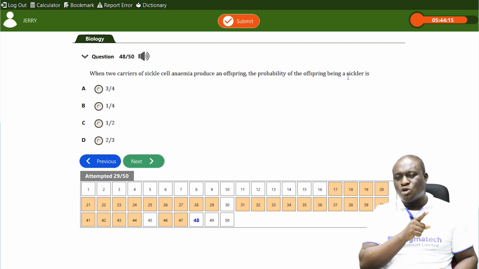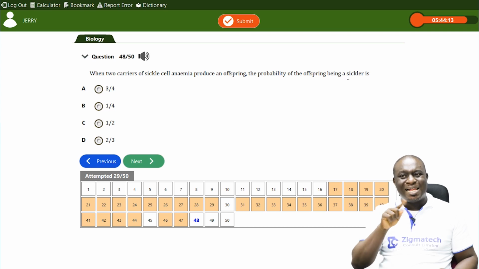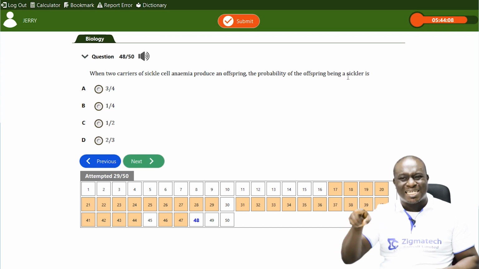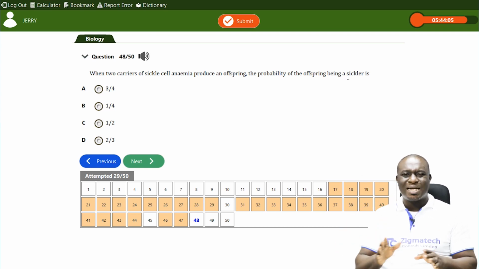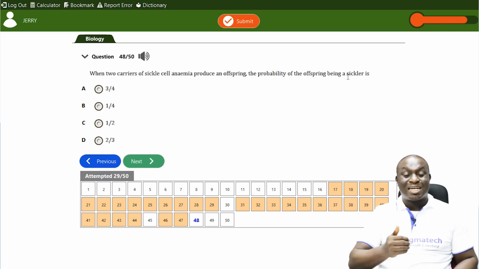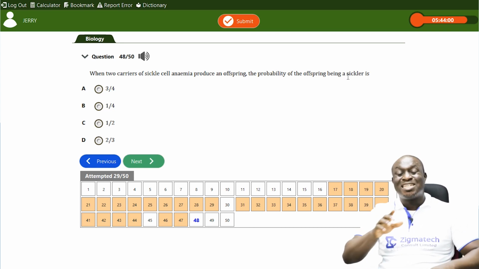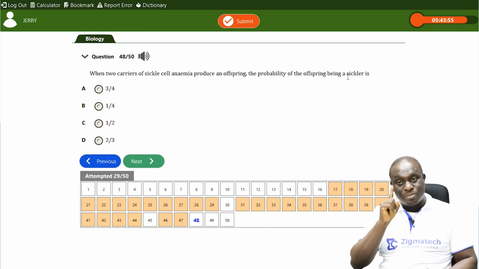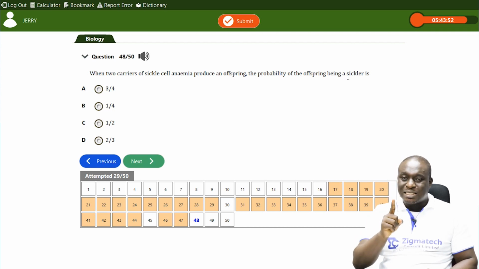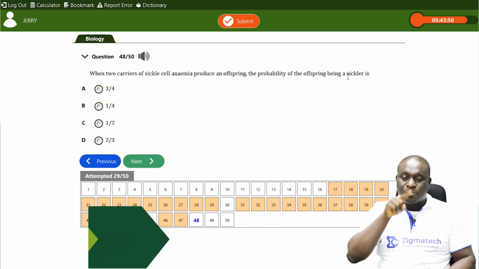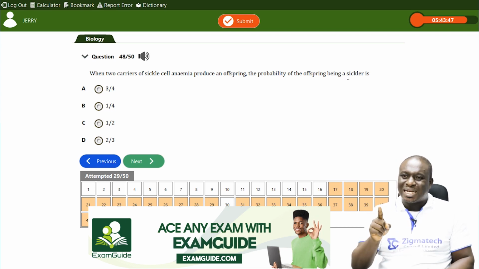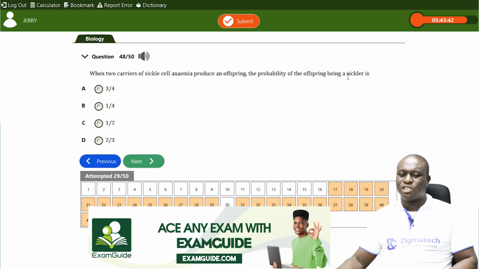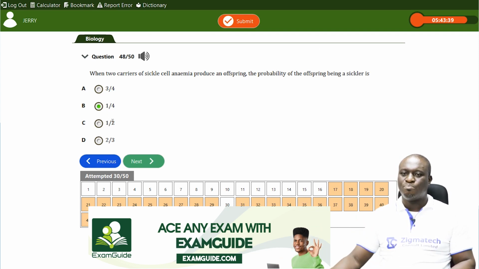Now, if you do that, you are going to see offsprings that are healthy. All right? Now, the question says the probability of having an offspring being a sickler. Its answer is simply 1:4. The one that is very healthy, not a carrier, is 1/4. The ones that are carriers will be 2/4, while the ones that are sicklers will be 1/4. So the correct answer to this particular question is option B.